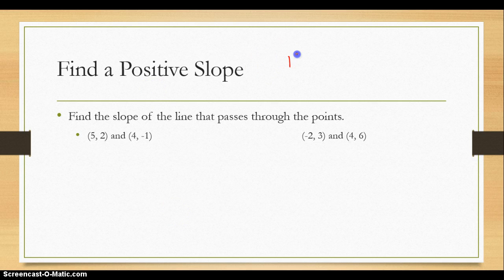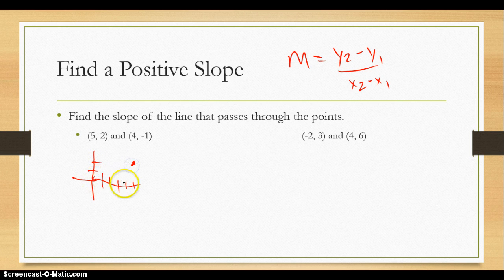So again, we know m equals y2 minus y1 over x2 minus x1. So thinking about this, if I plotted these 2 points on a graph, just something quick here, 5, 2, and 4, negative 1, and I connected the dots, I know from left to right that this is increasing. It's almost straight up and down vertical. That's how fast it's increasing, but it is not a vertical line.